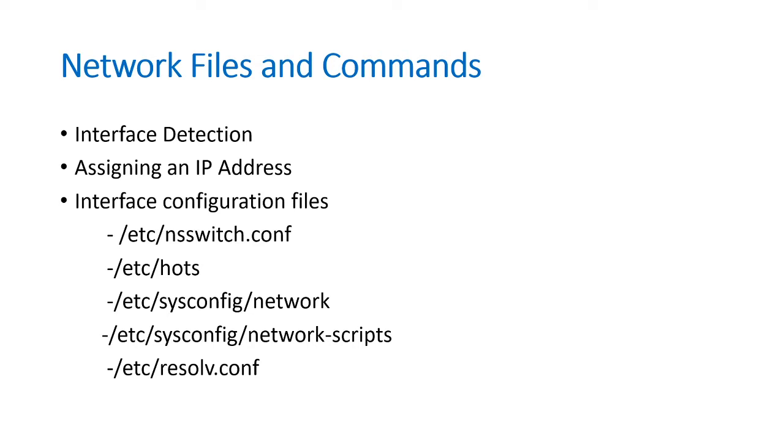/etc/sysconfig/network. In RHEL6 we used to give the hostname for permanent there. So in RHEL6 we are using this file, and from RHEL7 onwards we are using /etc/hostname. And then how to find which interfaces are there in our machine? Here, /etc/sysconfig/network-scripts.